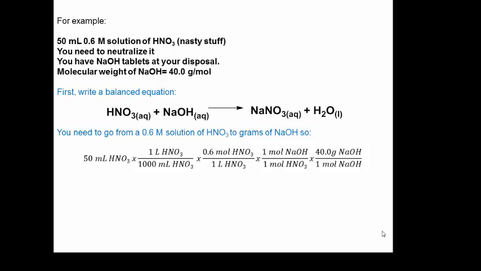So now we want to go from moles of sodium hydroxide to grams, so we use the molecular weight. And if we do all that math straight through, we'll see that we need to add 1.2 grams of sodium hydroxide to our solution in order to make it neutral. So if we do that, we would neutralize our solution, and we'd be able to just dump it down the sink, and it would be very safe to deal with.